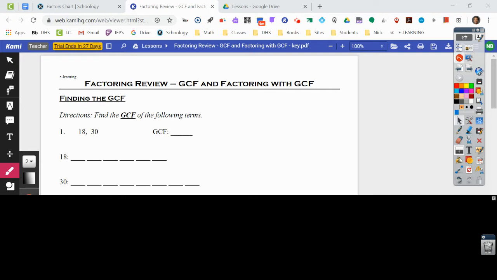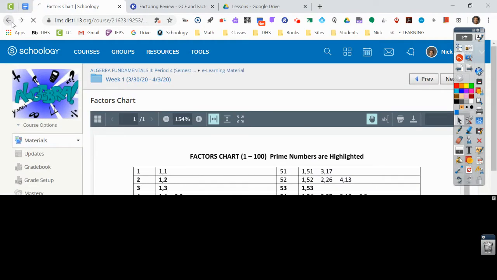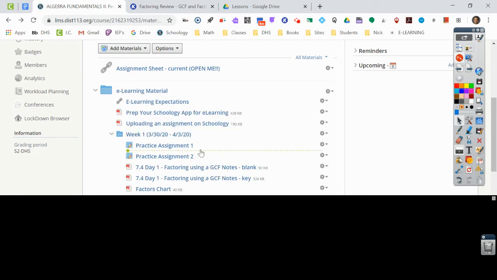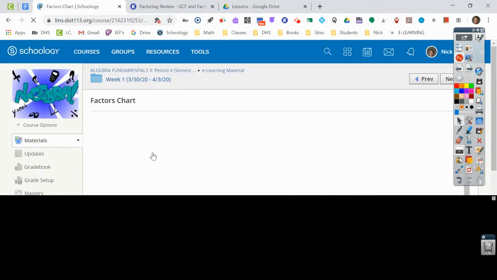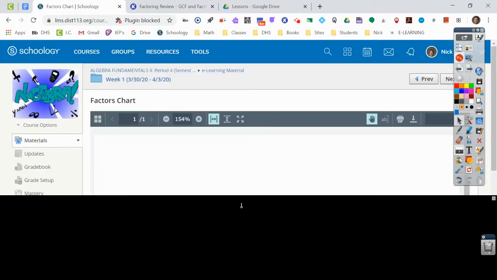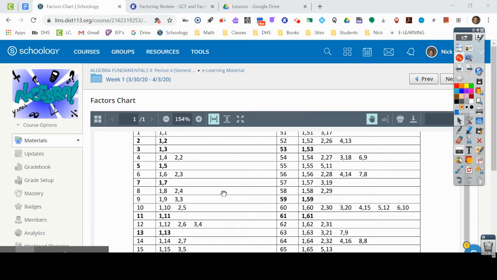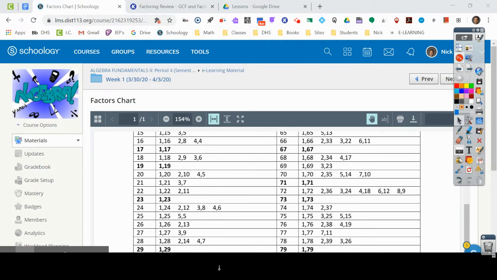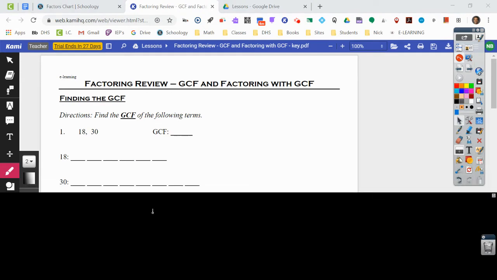If you recall, we have that factors chart in Schoology. Make sure that you reference this factors chart. It's going to be in our e-learning materials under week 1. Here's that factors chart. Reference it if you don't know all the factors of certain numbers. I don't expect you to have them all memorized, but you have this resource at your disposal to use. Back to our review here.